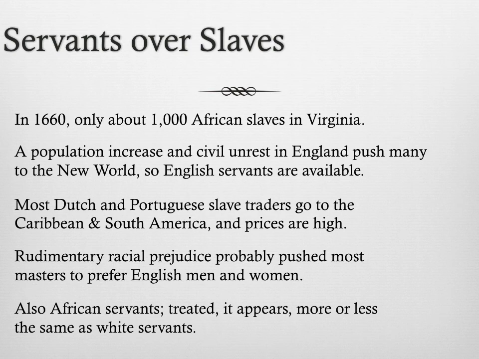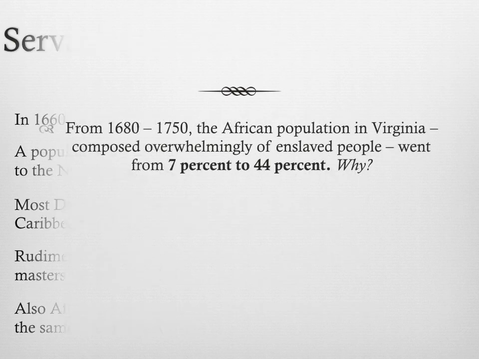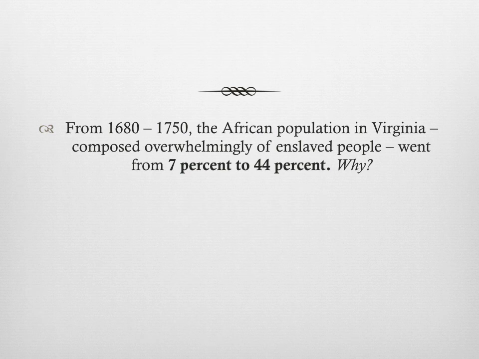However, if this was the picture in the mid-17th century, things rapidly changed by 100 years later. And between 1680 and 1750, the African population in Virginia went from a mere 7% to 44%. So here's the question of the lecture that sets up the rest of it. Why did this happen? Why?